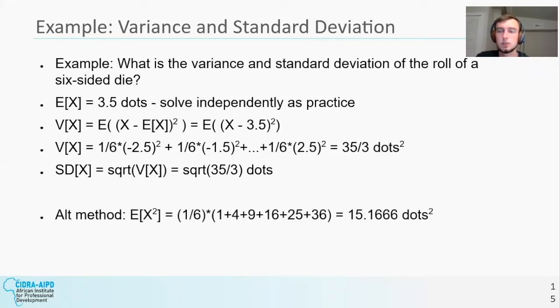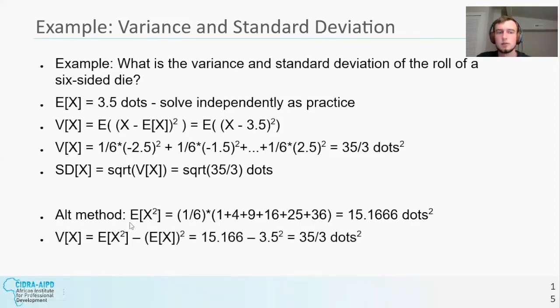So there were two formulas for variance, if you remember correctly. There was this one, which is the expected value of the quantity X minus your expected value of X, squared. And there's also this formula, which is the expected value of X squared minus the quantity expected value of X, squared. So if we want, we can go ahead and solve for the expected value of X squared.